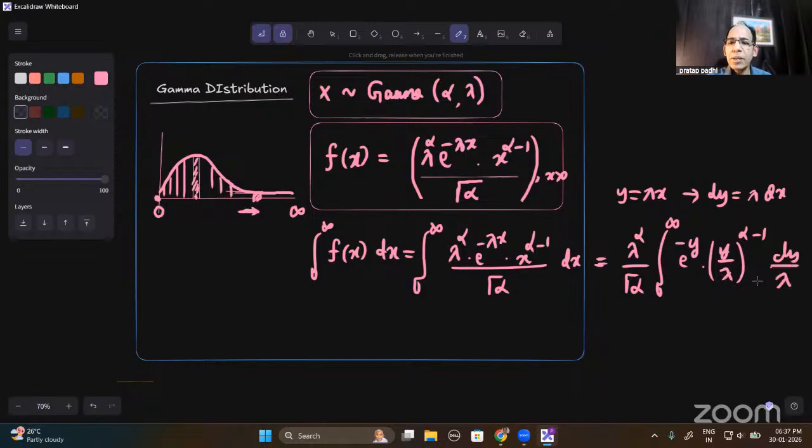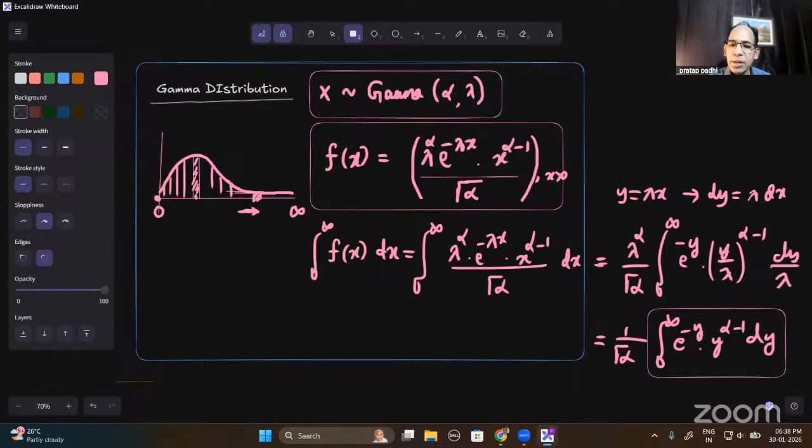So what will happen? This lambda power alpha, I can cancel with this. And here gamma alpha. Okay, let me write gamma alpha here. 1 divided by gamma alpha, 0 to infinity e minus y, y power alpha minus 1 dy. Now if you remember, I've started with this one, and this is exactly gamma alpha. Even before the distribution, gamma alpha was there.